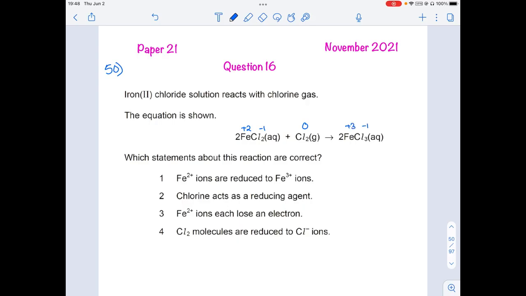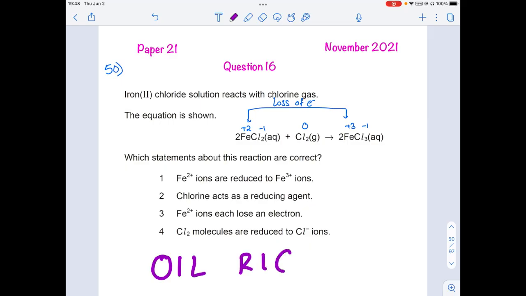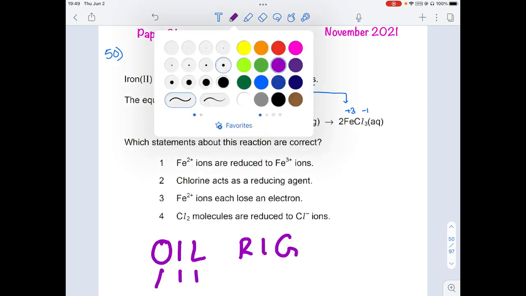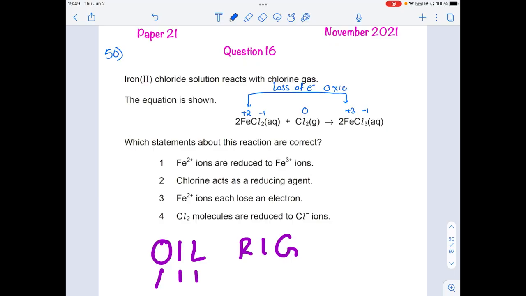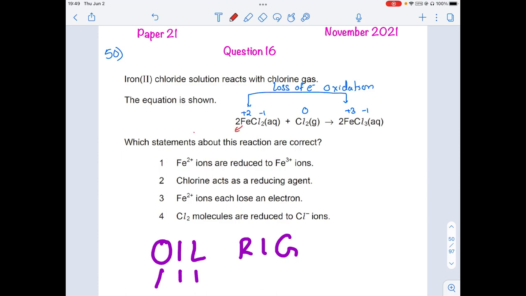So we can see that iron has lost electrons. Loss of electrons means nothing but what? We know the acronym to remember: OIL RIG. Oxidation is loss of electrons. So iron is getting oxidized. It has undergone oxidation, which means it is a reducing agent.